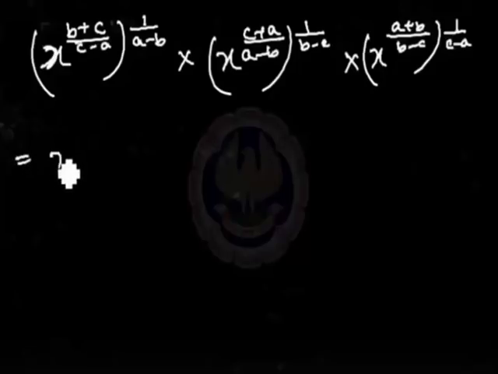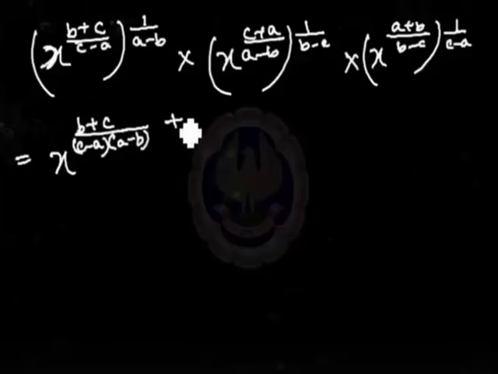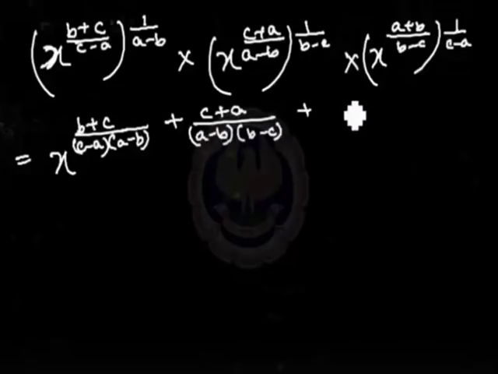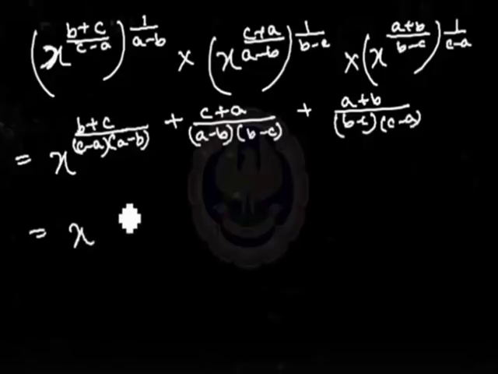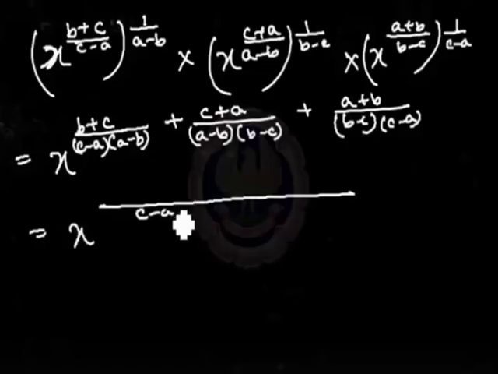So this can be written as x to the power (b+c)/((c-a)(a-b)) plus, I am applying the same thing again, x to the power a into x to the power b is equal to x to the power a plus b. So this can be written as plus (c+a)/((a-b)(b-c)) plus (a+b)/((b-c)(c-a)). Agreed? Right? So now let's take the LCM. The LCM would be (c-a)(a-b)(b-c).